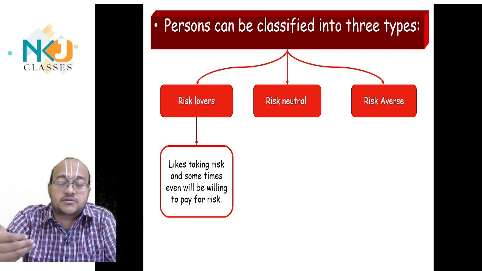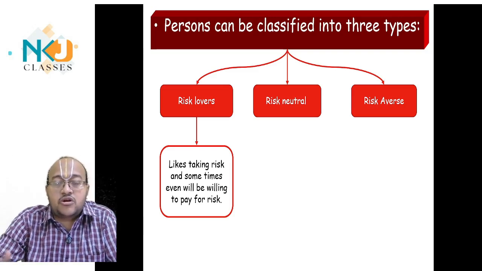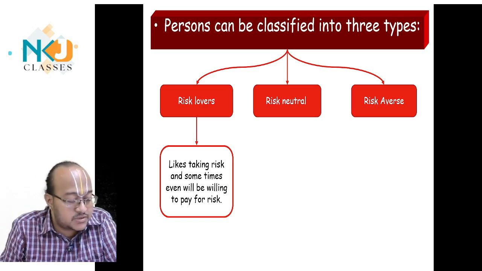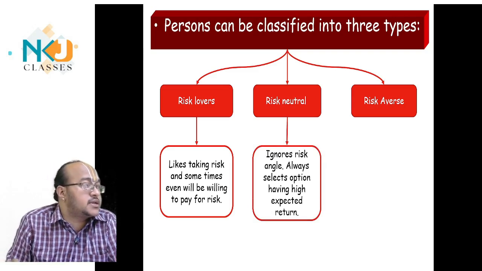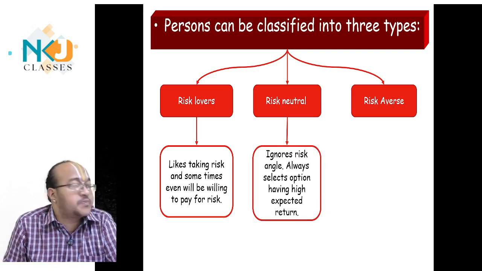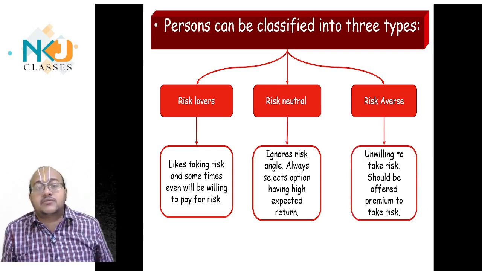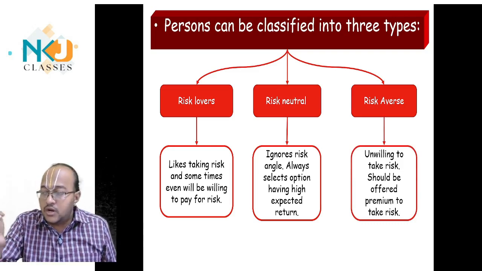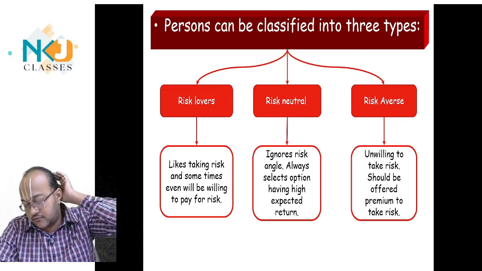Which means you are paying a premium. Risk lovers are those persons who are willing to pay even more premium to take risk. Horse races, casino, gambling, all these are examples. Risk neutral ignores the risk angle, always selects the option having high expected return. Whereas a risk averse person is unwilling to take risk, but you can lure him by offering him higher return for a given level of risk.